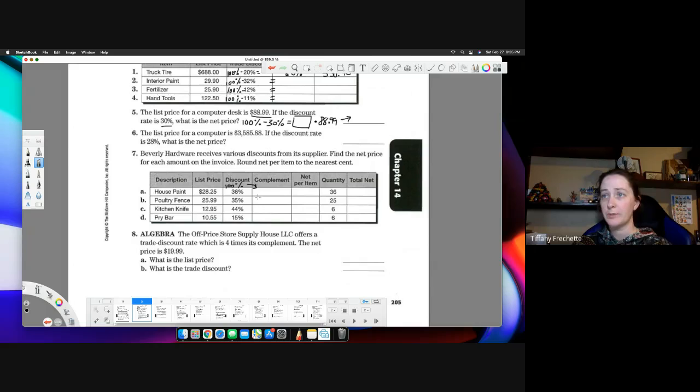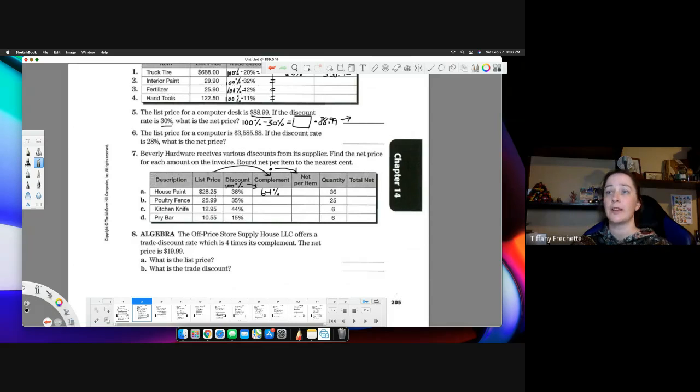We're just going to multiply. Same thing. We haven't changed anything. This is very similar to the first table so far. We're just going to multiply the complement and the list price here. So we're going to multiply, and that will give us our net per item. So once we know what our complement is, I'll go ahead and fill in this first one so that it makes a little more sense. So 100 minus 36 gives us 64%. That's our complement. That's the percent we're going to pay.